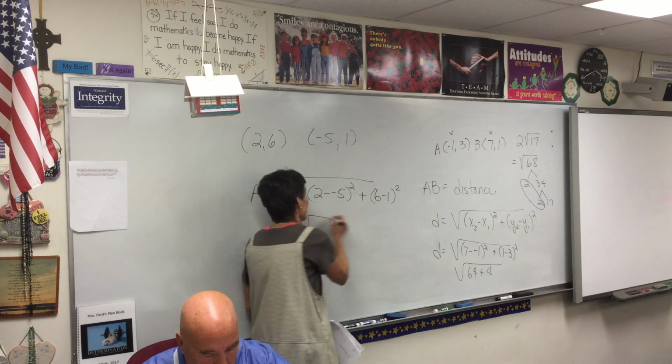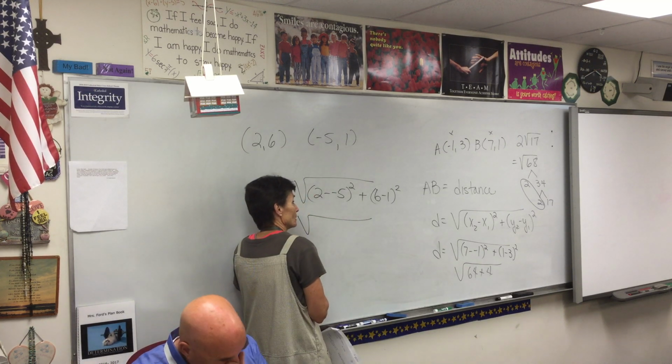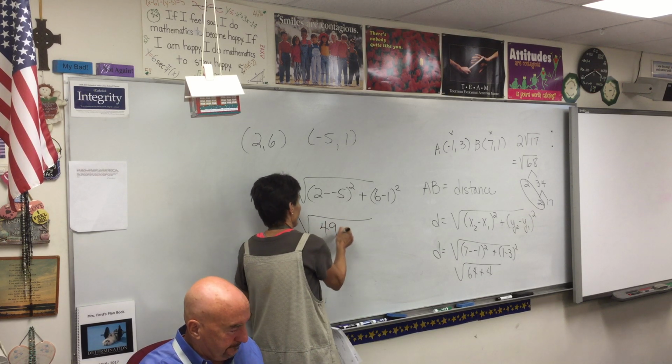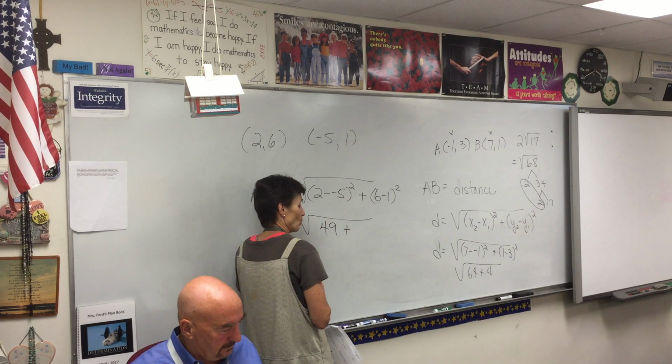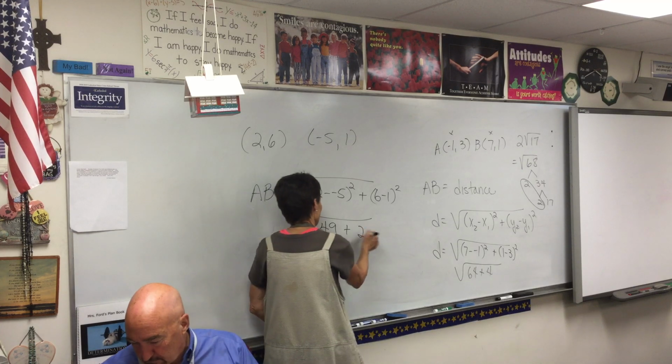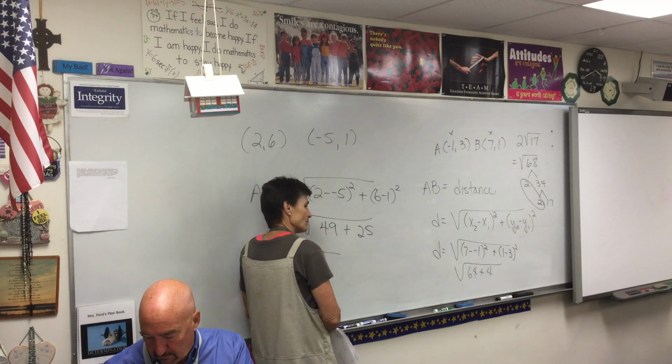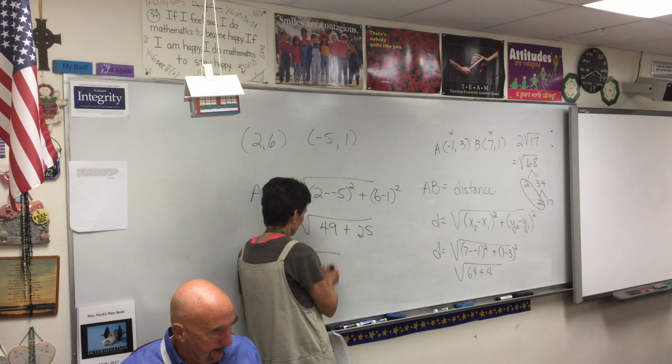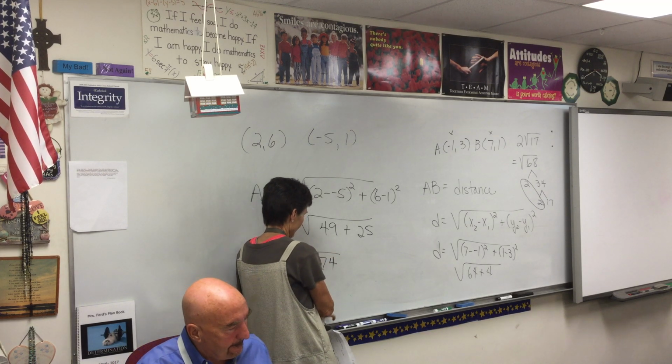So, what is 2 minus negative 5? 7. 7 squared, 49. 6 minus 1 is 5, squared, 25. So this one comes out to be the square root of 74.